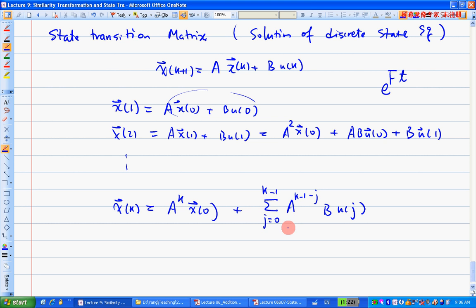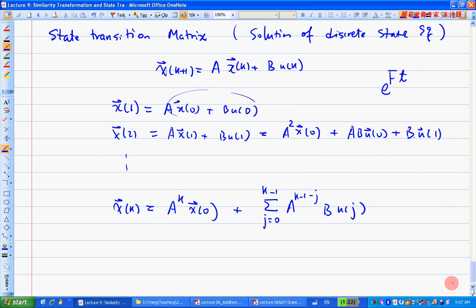You can easily verify if this makes sense or not. For example, if you set j equal to 0, and if you set k equal to 2, so 2 minus 1. If you set k equal to 2, basically there are two terms. One is j equal to 0, and the other one is j equal to 1, right? So you'll get this one here.